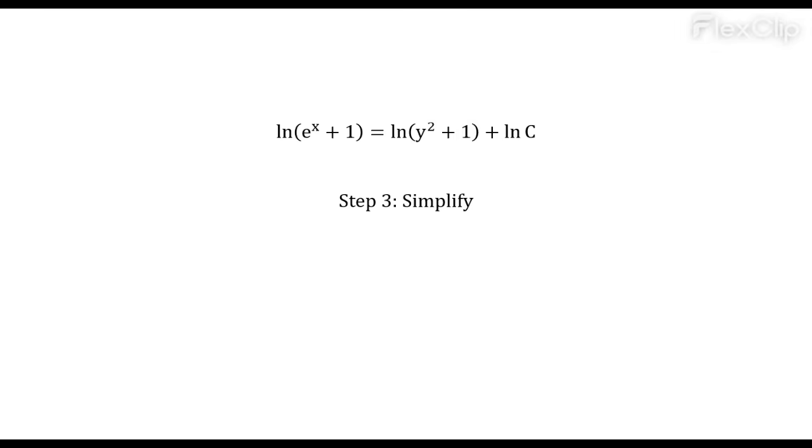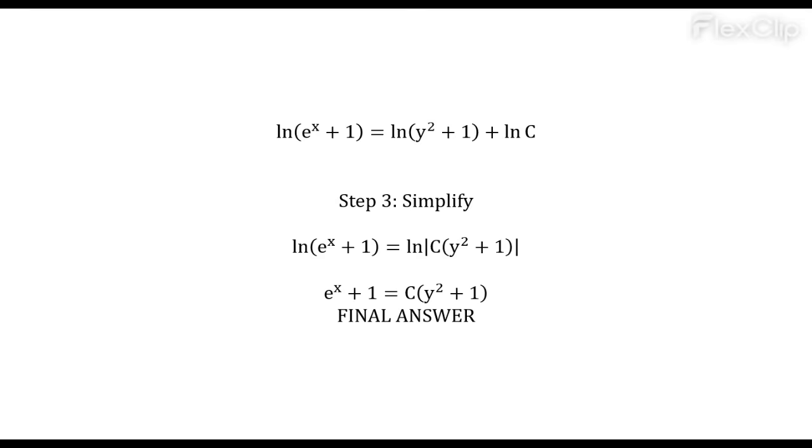So next step, simplify. ln of e raised to x plus 1 equal to ln of c into (y square plus 1). You can see this term and this term can get multiplied if we take the entire log, using logarithm properties. Then after this step, we just have to eliminate the log, taking anti-log on both the sides. We get e raised to x plus 1 equal to c into (y square plus 1), and this is going to be your final answer.